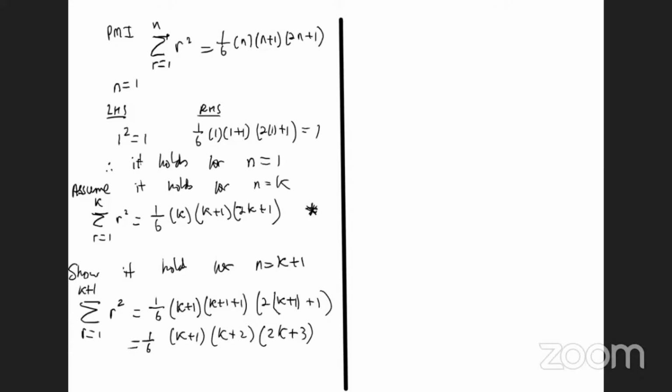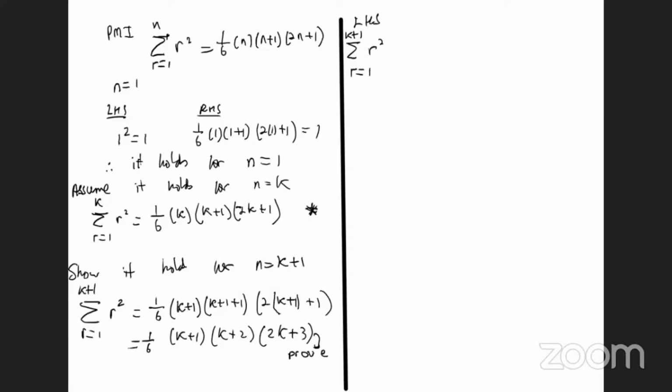So I'll just put in a little statement here. We're trying to prove that this left-hand side here is equal to this right-hand side here. That's the objective of everything now. So I'm going to write the left-hand side: the summation of r going from 1 to k plus 1 of r squared. So I want to prove that.